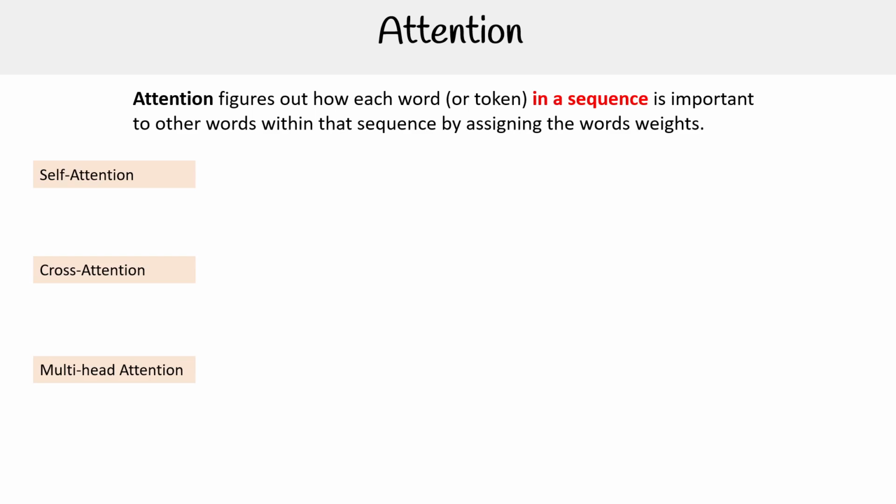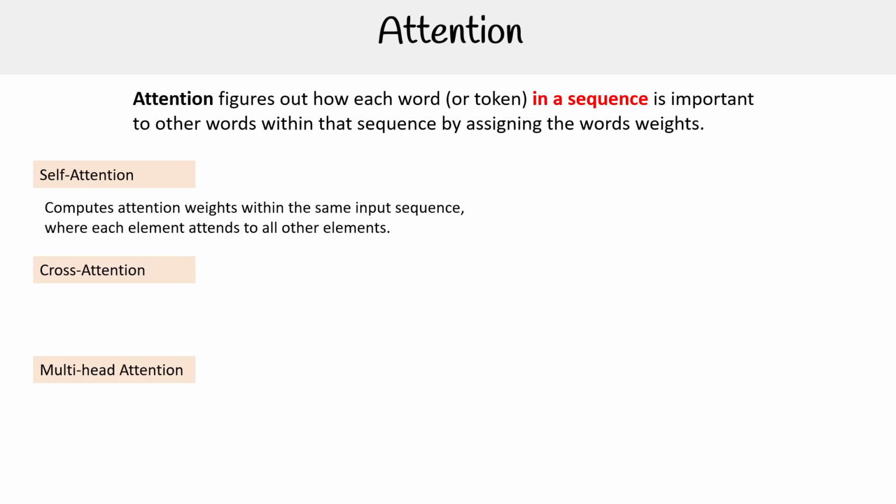But let's talk about the first one. Self-attention computes attention weights within the same input sequence where each element attends to all other elements. And when you see this, it basically means that as attention happens, it keeps feeding itself right back into itself, the same sequence. So it's used in transformers to model relationships in sequences, so words in a sequence.